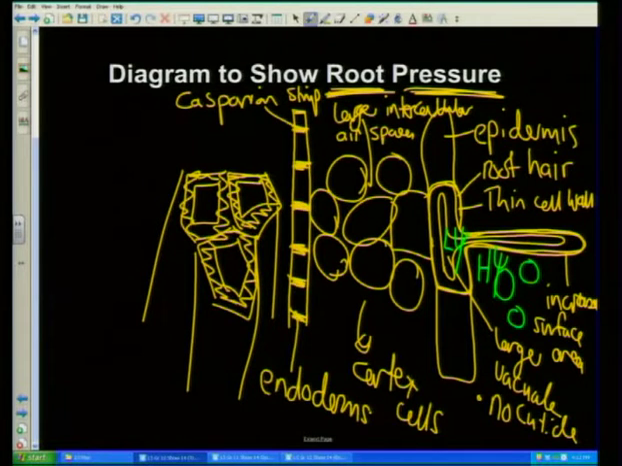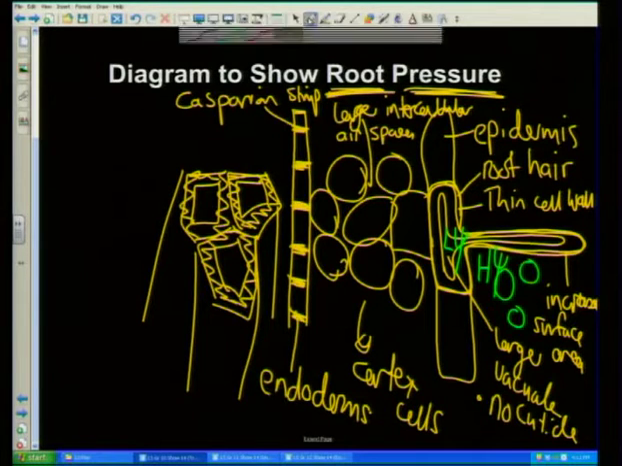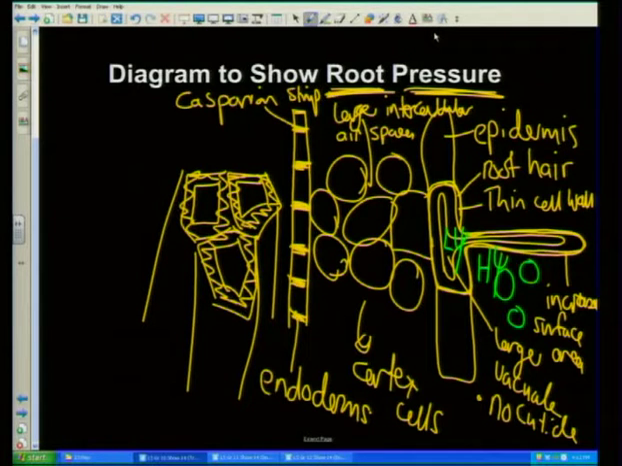So, what is root pressure? Because all I've done here is drawn this process and show you now. Root pressure, and I hope you're going to be able to see this orange, is the water moves from a higher water potential in the root to a lower water potential.